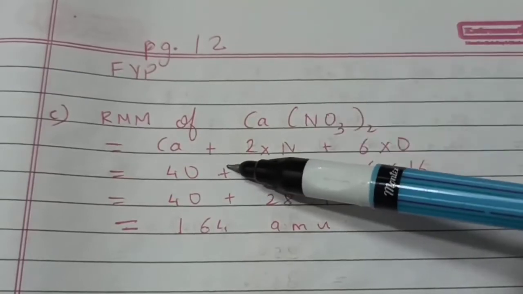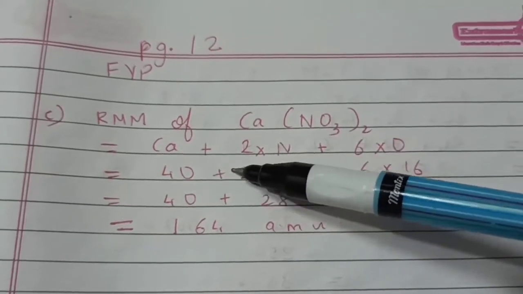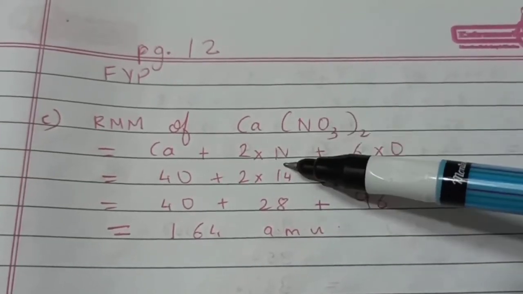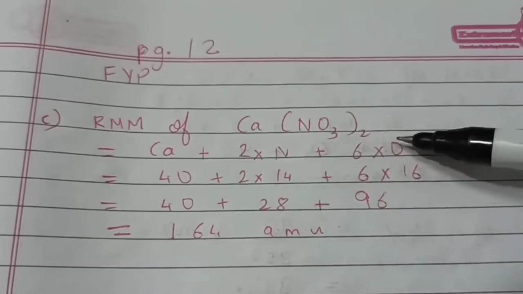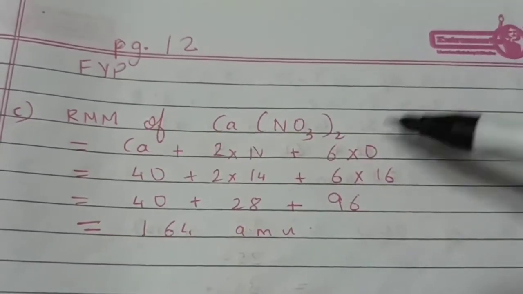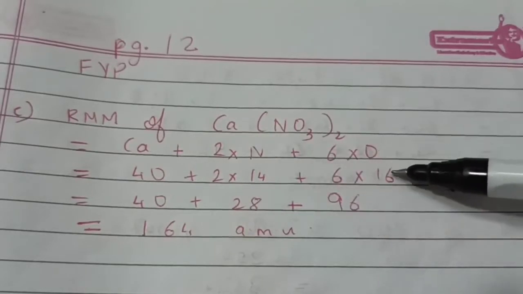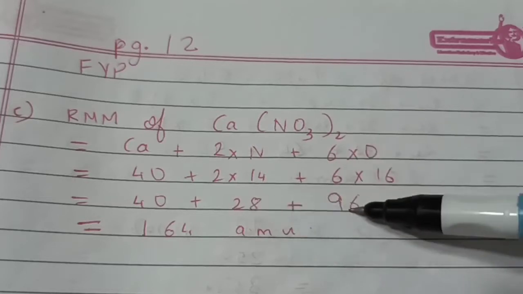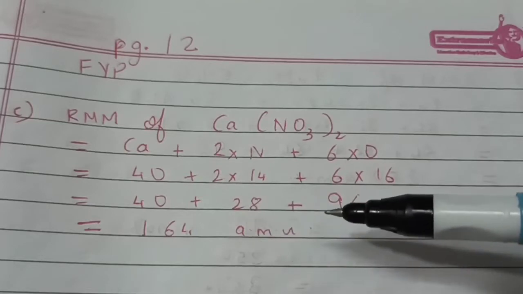So the relative molecular mass of calcium nitrate, you can also call it molecular weight of calcium nitrate, is Ca plus 2 atoms of nitrogen, that's only 1 atom of calcium, plus this, plus 3 into 2, 6 atoms of oxygen. Now calcium's atomic weight is given as 40, nitrogen's is given as 14, and oxygen's is given as 16. So substitute these values and solve. In the end we have to add them, and the answer is 164 AMU, or atomic mass unit.